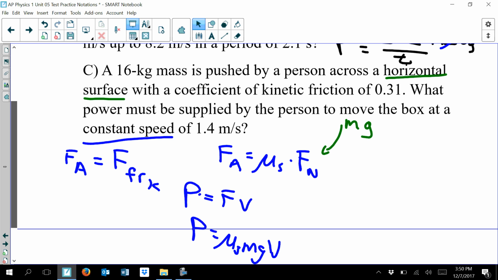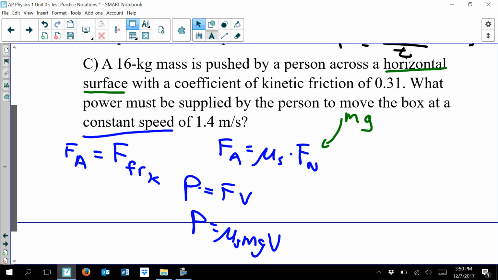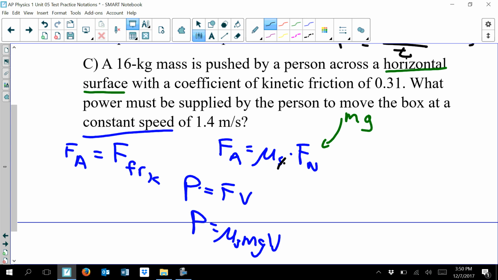My force of friction is kinetic friction, which means it's mu sub k, not mu sub s. So mu sub k times the normal force. That normal force is mg because it's on a horizontal surface. It's not accelerating down or up into the ground or off of the ground at all. So because of that, mg is my normal force. I plug that all in for the force in the power equals force times velocity equation, and then I can solve since I have all of these variables known to me.